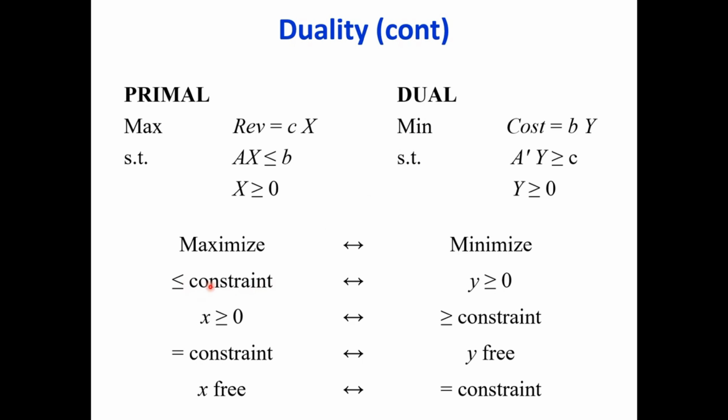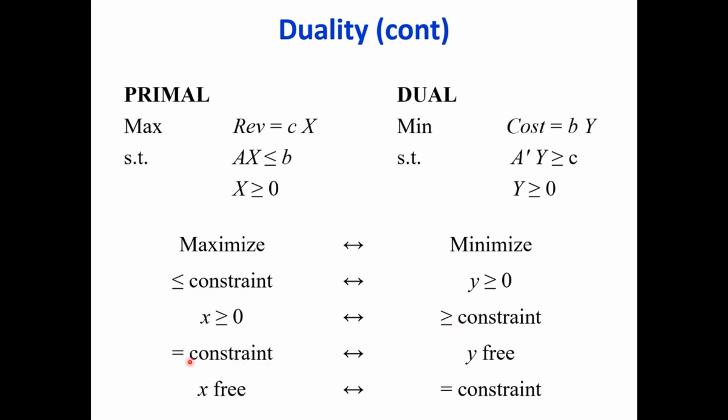For every less than or equal to constraint, we have a dual variable y greater than or equal to 0. So if it's a less than or equal to constraint, we have a dual variable that's got to be positive, non-negative. If one of our original control variables is greater than or equal to 0, then the constraint has to be greater than or equal to 0. The constraint has to have a greater than or equal to sign.